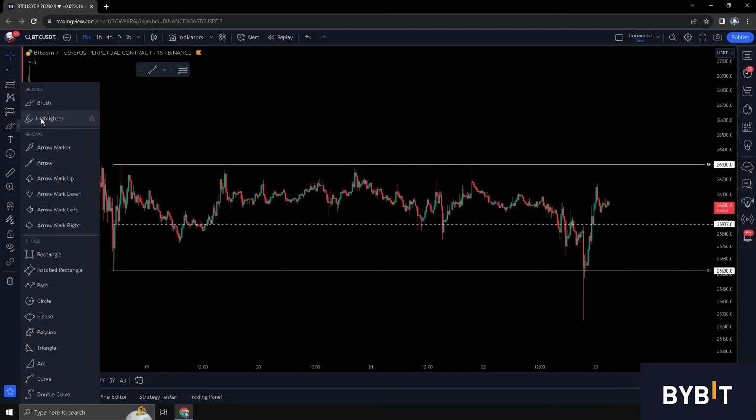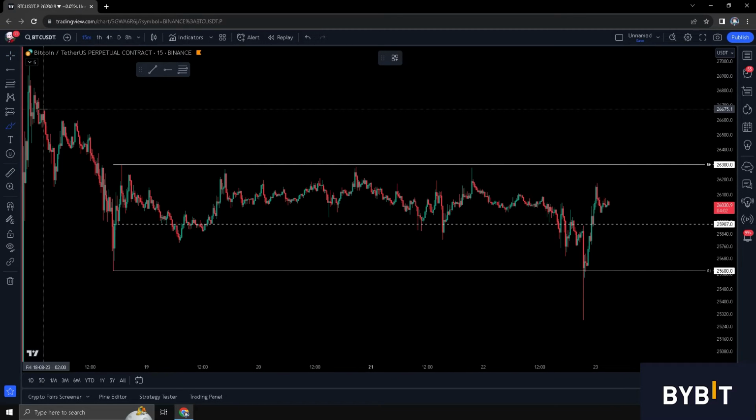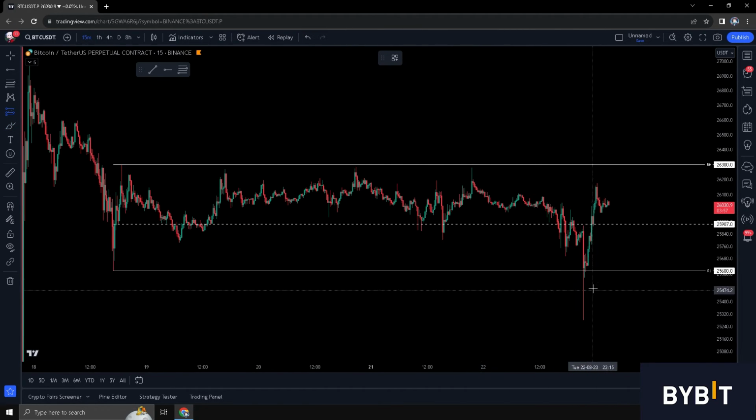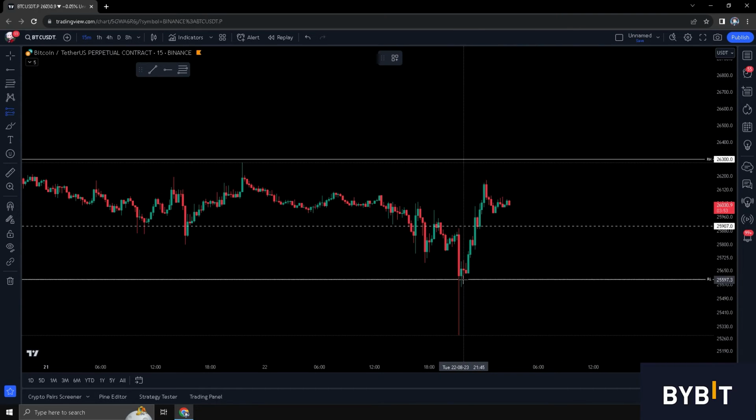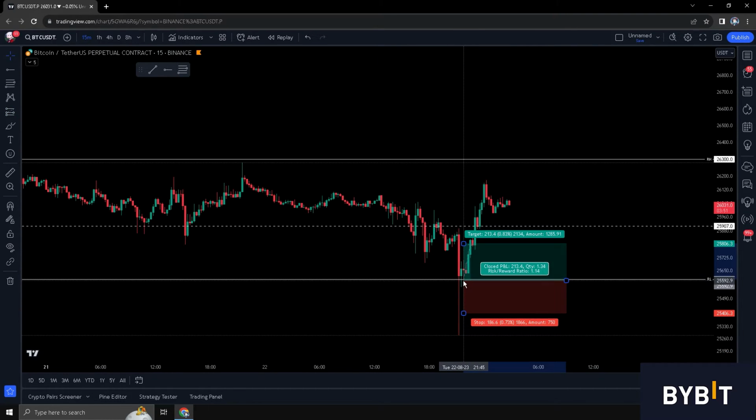Now let's talk about the setup. In terms of setup, these are pretty easy to trade because you already know the SFP has happened. You already know it is holding. So why do you have to place a large stop? You can look for high RR trades.